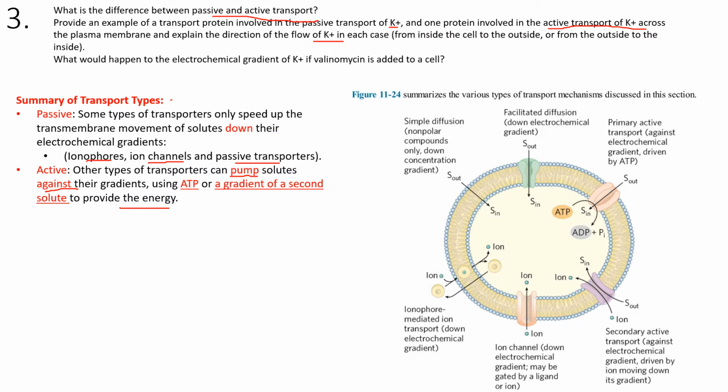Okay, there's a lot of examples in your book, so I'm not going to go there. You just find a figure and that'll be your example. What would happen to the electrochemical gradient of potassium if valinomycin is added to a cell? Okay. So here, figure 11-24 summarizes the various types of transport mechanisms discussed in this section. So learn these.